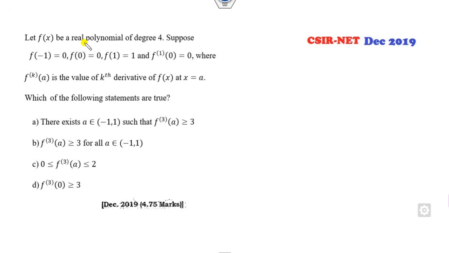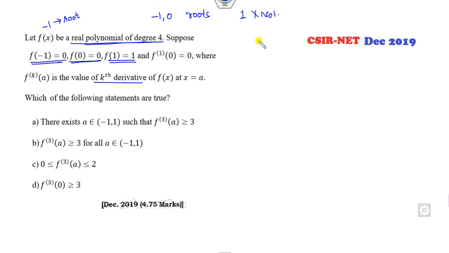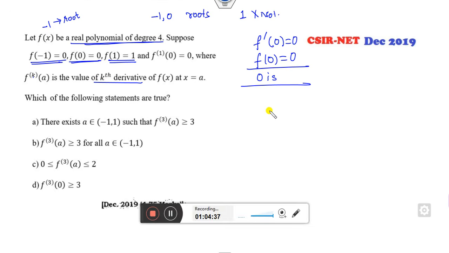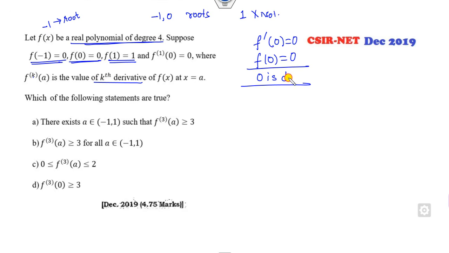Okay, look at this one. F is a polynomial of degree 4 such that f of -1 is 0. So -1 is a root of the polynomial. F of 0 is 0. So -1 and 0 are roots of the polynomial. 1 is not a root of the polynomial. What is f dash of 0? The derivative of this, f dash of 0, is my 0, and f of 0 is also 0. What is the meaning of that? So 0 is a double root.